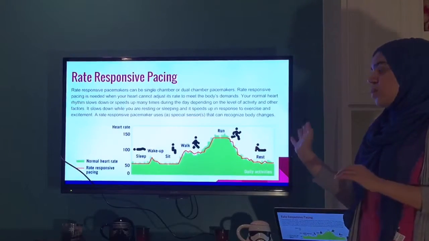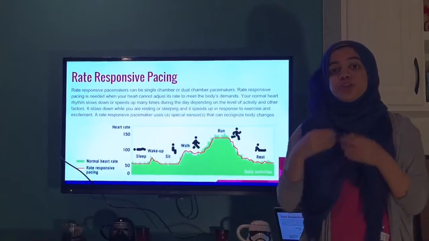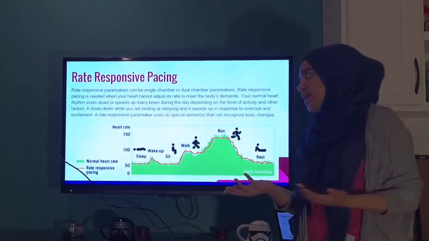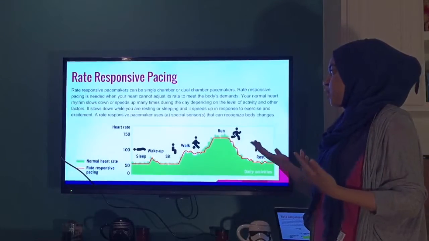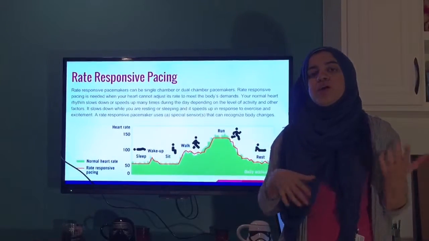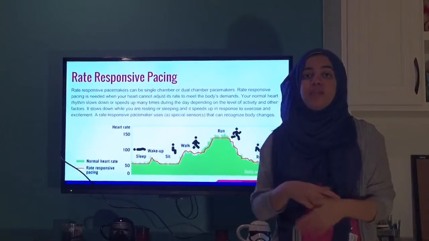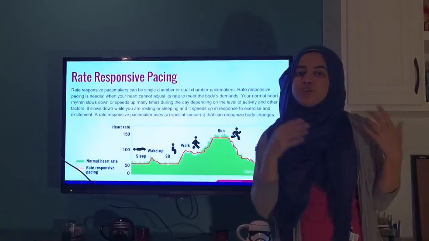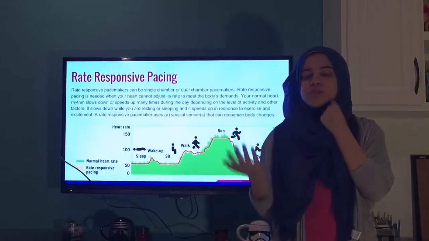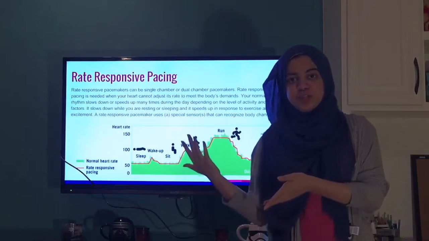So a rate responsive pacemaker is going to respond to the rate of your heart, as the name would suggest, and it will basically change the kind of impulse that it sends, either stronger or weaker, so that your heart can contract correctly, and it can provide the amount of oxygen that you need for whatever you're doing, and it's obviously more effective, and most pacemakers today have that kind of feature.